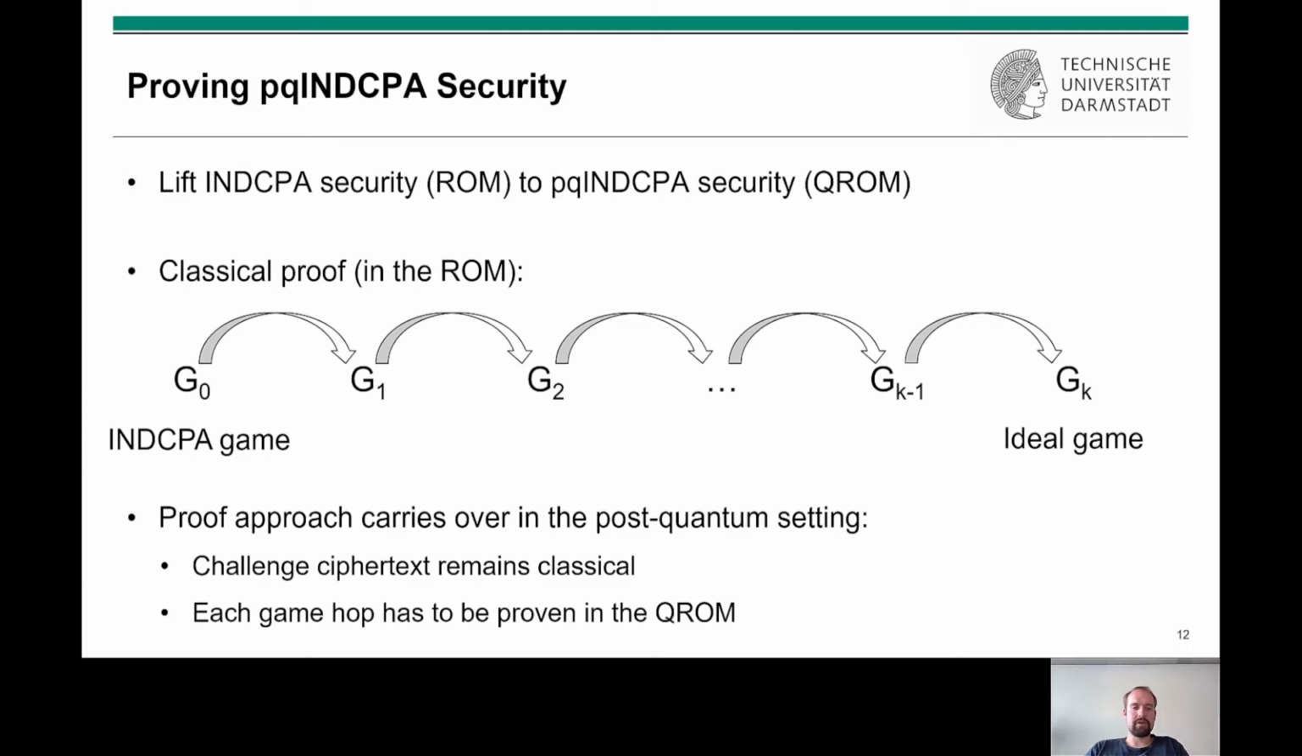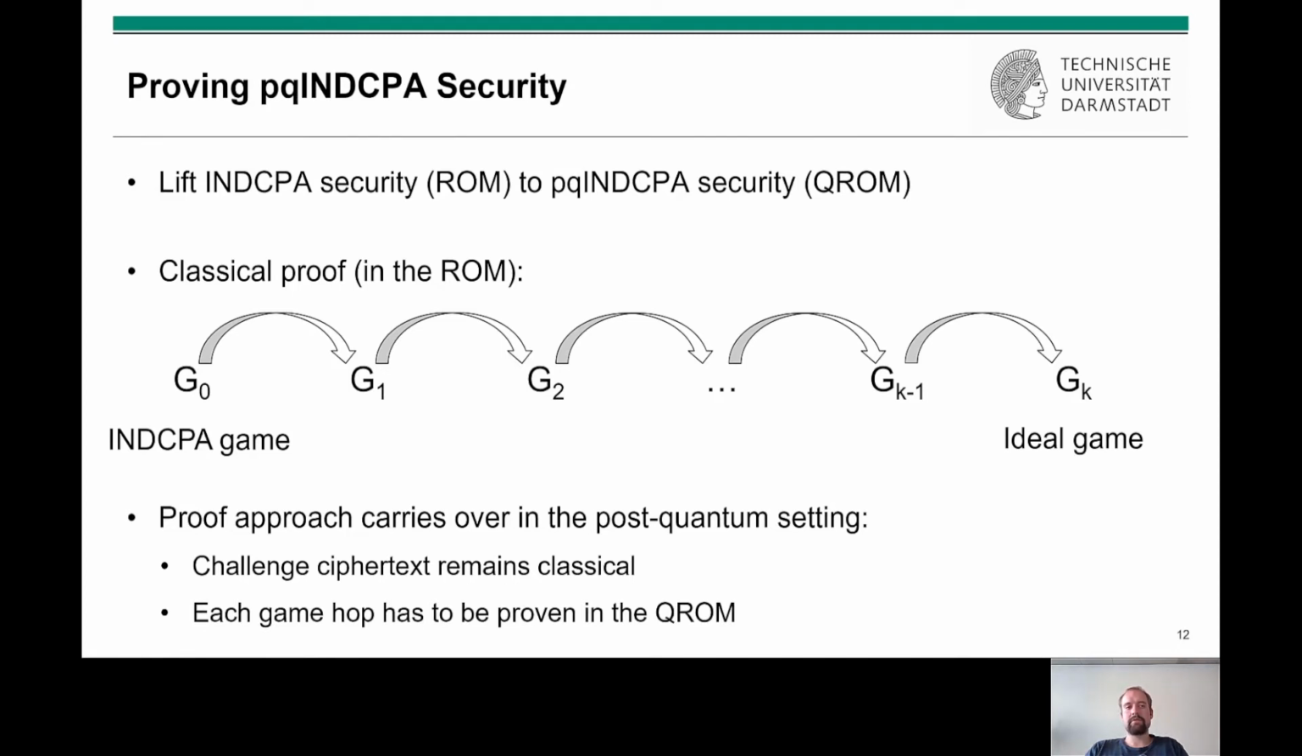Now this proof approach carries over in the post-quantum setting. The main reason is that the ciphertext remains classical even against the quantum adversary. So this means that the game GK is also ideal against the quantum adversary. But now the main challenge is that each of these game hops has to be proven in the quantum random oracle model, while the classical proof was done in the random oracle model.